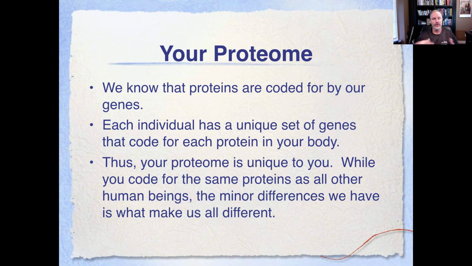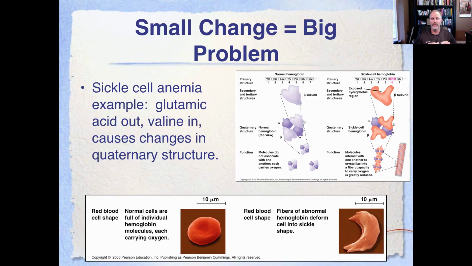Each individual has their own set of genes, of course, and those little subtle differences within those genes are what make us all look a little bit different. And you can see the differences in your genes are what's going to give rise to the different proteins in your body. So, of course, just like your genome is unique to you, your proteome is unique to you as well. We all code for the same proteins, but some of them are slightly different, and those minor differences, of course, are what make us all different.